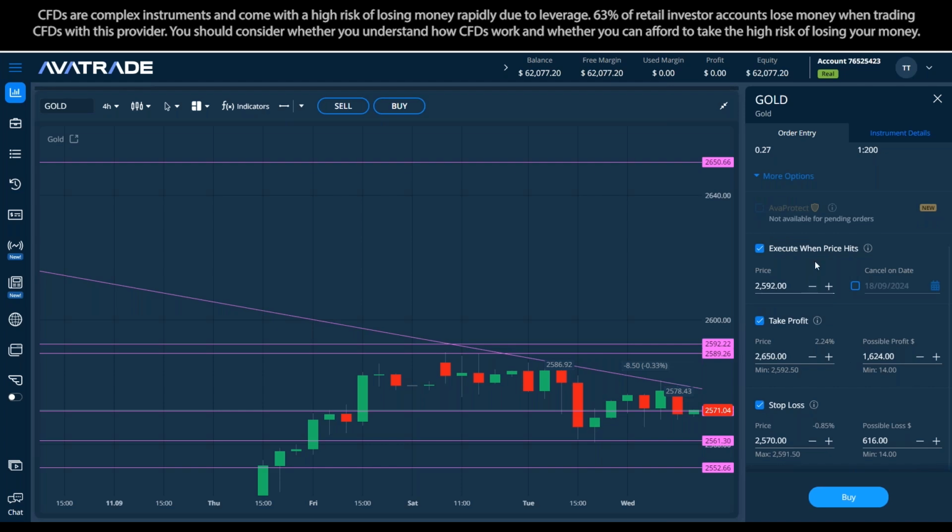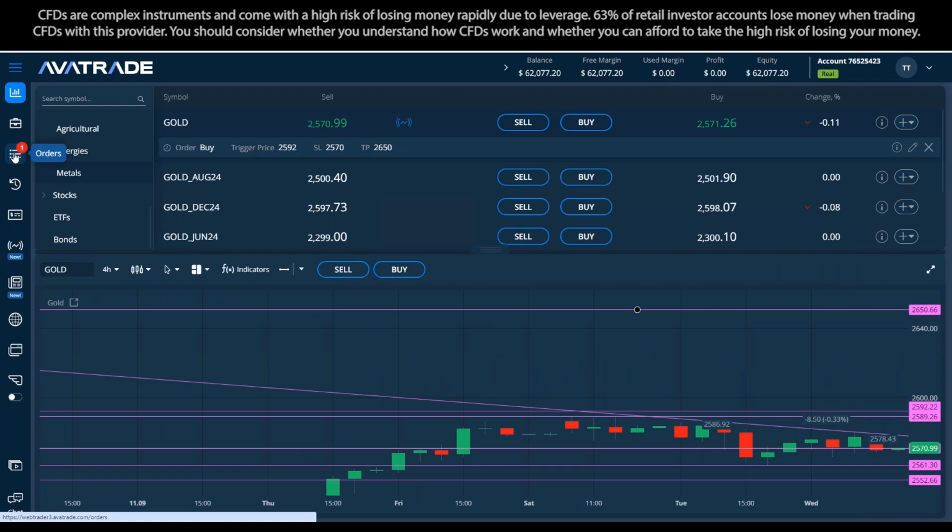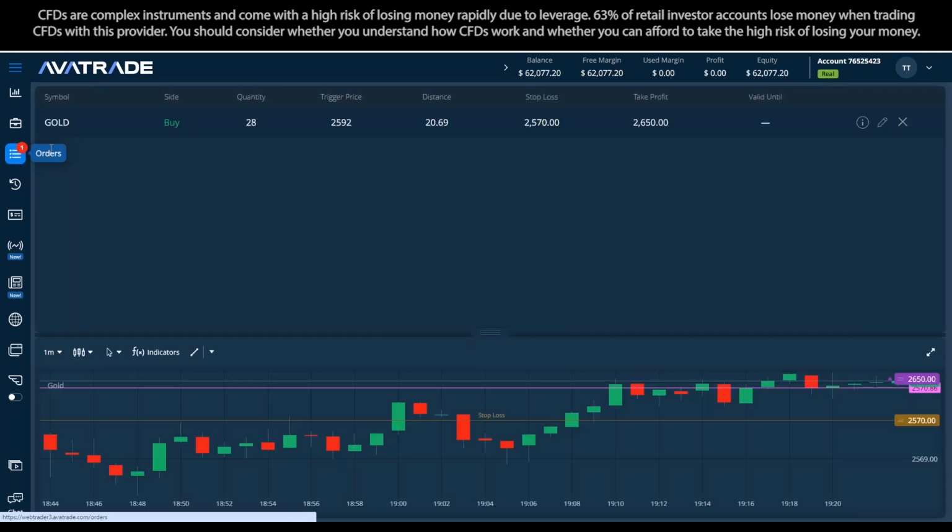Okay, and again, that's a pending order. Execute when price hits. It has to go up to 25.92 to trigger, and the take profit then's at 26.50. Stop loss back down at 25.70, which is $22 below my entry price. So you'll see over here now that this trade is what's called an order. It's under the orders section. Here's the trigger price, 25.92. That's the price that the trade will open if it hits that price.